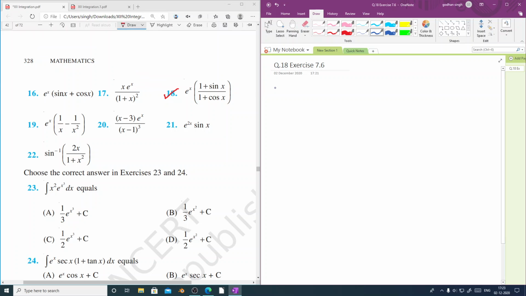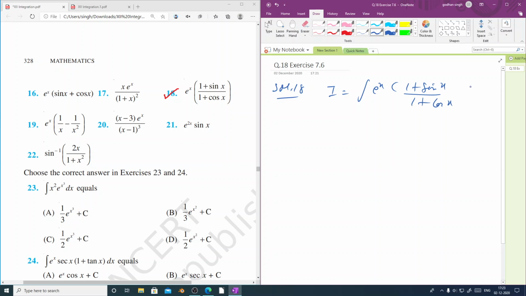So integrating this function, solution of the 18th one, I equal to the integration of e raised to x into (1 plus sin x) over (1 plus cos x) dx. Now let us check whether this can be written in the form of e raised to x [f(x) plus f'(x)] or not. So I equal to the integration of e raised to x, where 1 plus sin x can be written as 1 plus 2 sin x by 2 cos x by 2, and the denominator 1 plus cos x can be written as 2 cos square x by 2, applying trigonometric identities. dx.